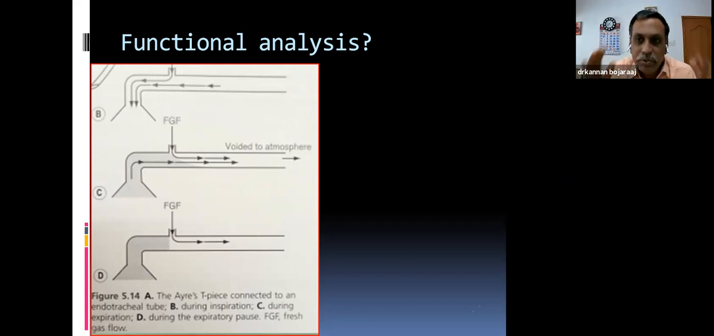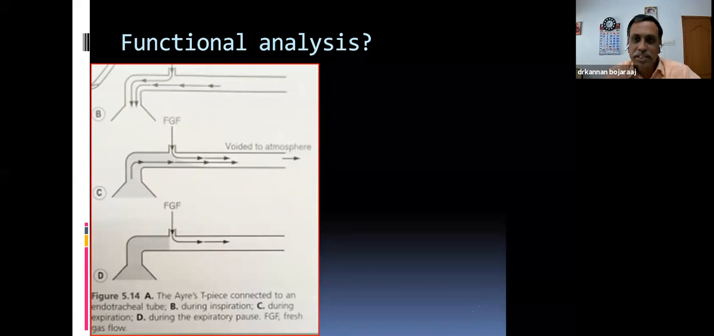And number 2 point in functional analysis consideration is the volume of the expiratory limb, otherwise called the reservoir limb, that is this one. That should be not less than the tidal volume of the patient. Suppose this reservoir limb is more than the tidal volume of the patient, long and lengthy in comparison with the tidal volume of this pediatric infant, which is very low.